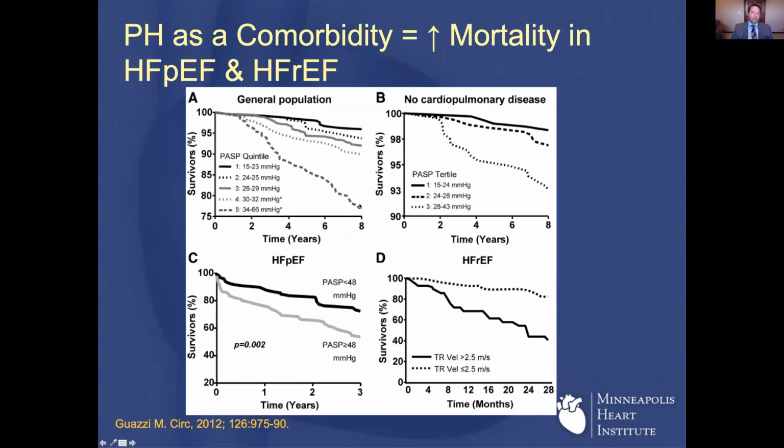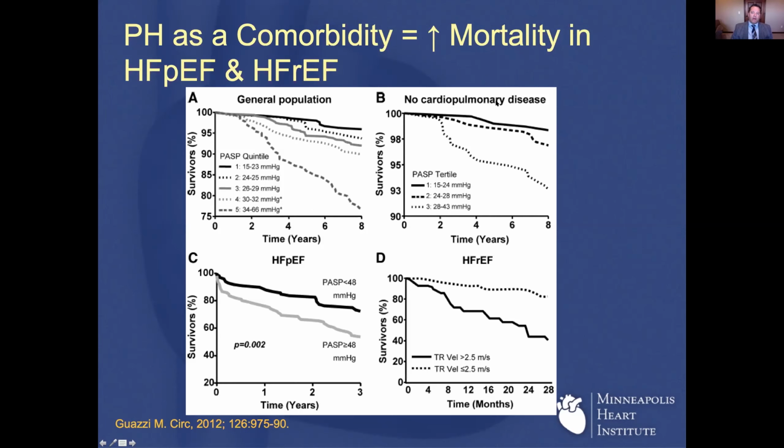Now, PH has been looked at in many of the different disease states, and in the general population, this is echocardiogram data breaking the RVSP, or pulmonary arterial systolic pressure, down by quintiles, with 15 to 23, and then breakdown as the pressures go up. And what this demonstrates is that the higher the pulmonary arterial systolic pressure in the general population, the worse the outcomes, especially once patients get above 34 millimeters of mercury.